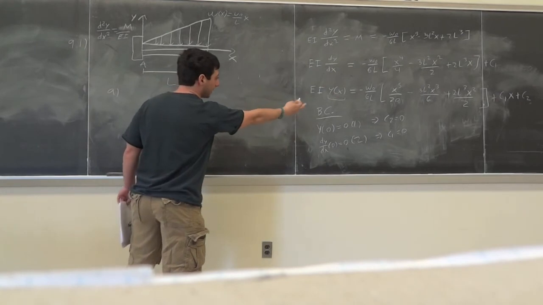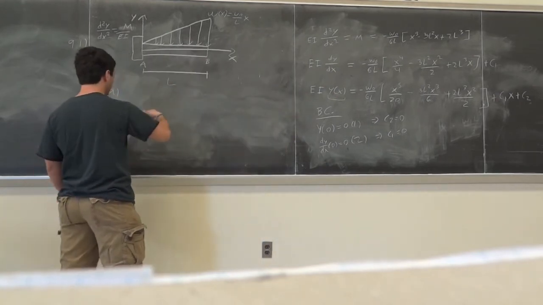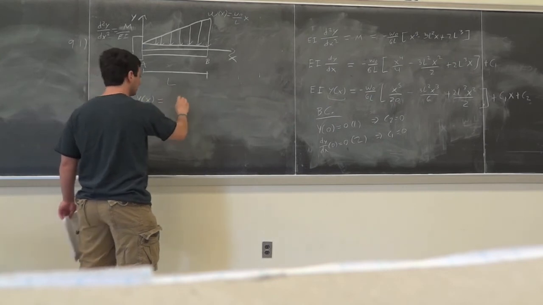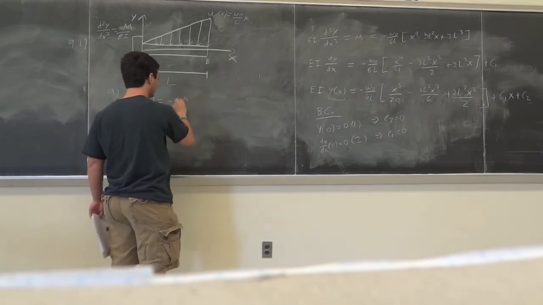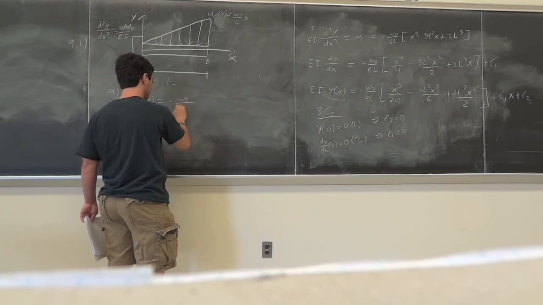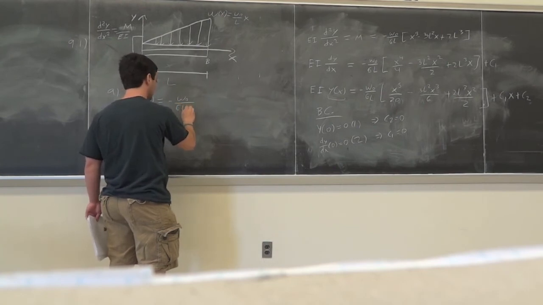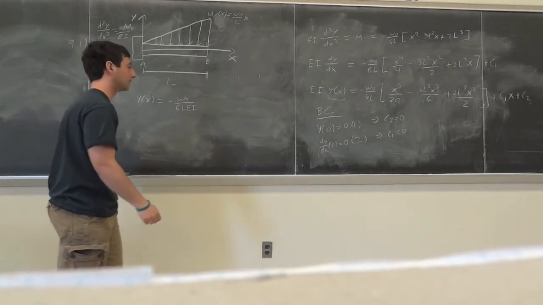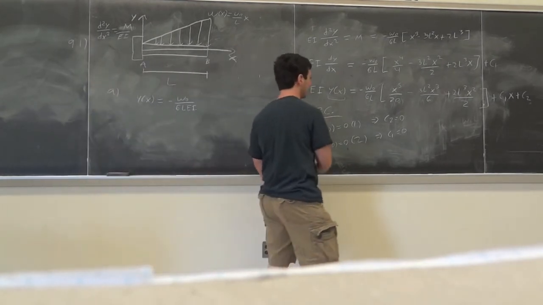Now we could bring the EI over there. We can move it to the other side. So we have y of x is equal to minus w naught over 6LEI.